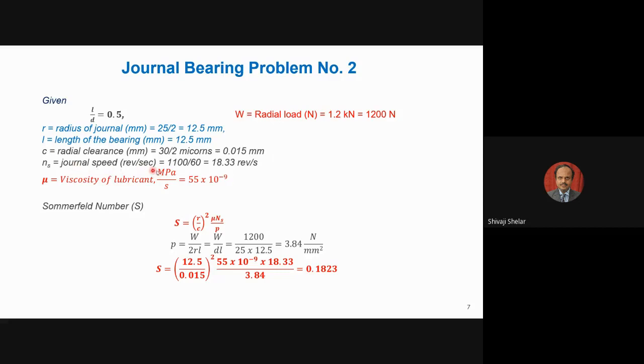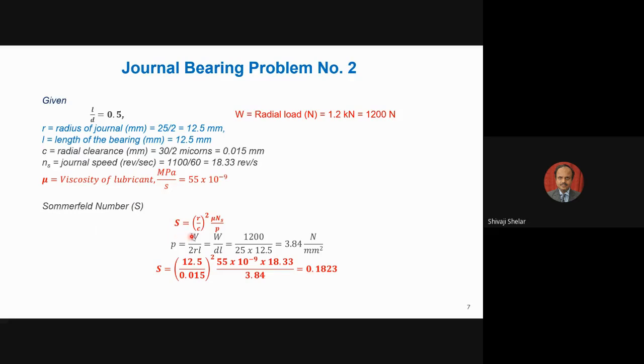Then your speed in revolutions per second, 110 upon 60. So that is 18.33 revolutions per second. Then you have been given viscosity here. It has been given here as 55 megapascal second. So if you write this value, it is 55 into 10 to the minus 9 Newton second per millimeter square. Now from this we can calculate the Sommerfeld number.